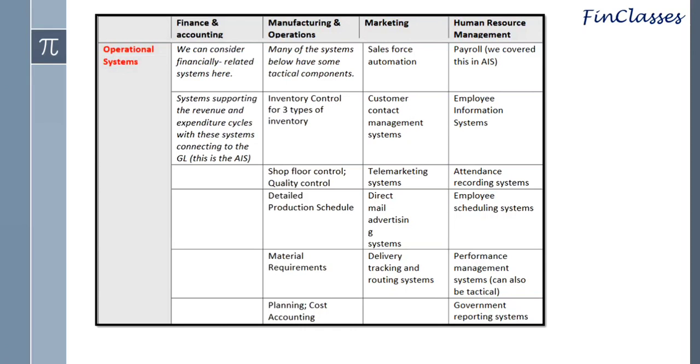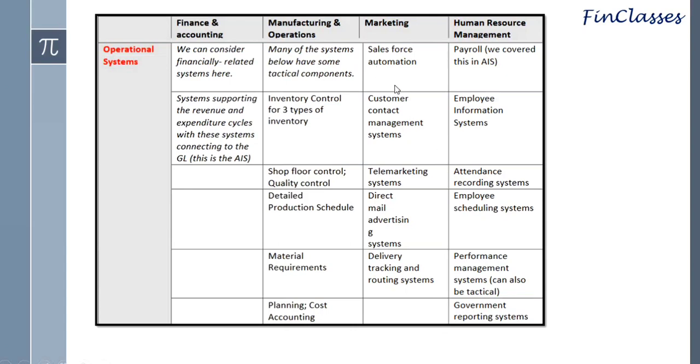Manufacturing: many of the systems will have some tactical components, meaning these systems will be used at the tactical level as well as the operational level, because tactical includes structured and unstructured decisions, and operations only structured decisions. So tactical will be a combination. Some of the functional information systems will also fall into the tactical level. Inventory control for three types of inventory, shop floor control, quality control, detailed production schedule, material requirements planning, cost accounting.